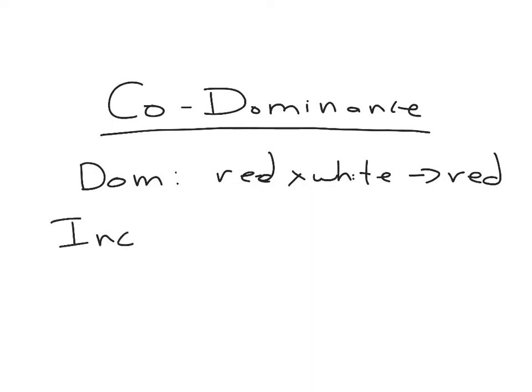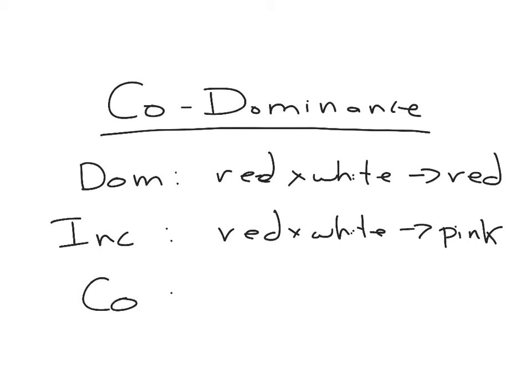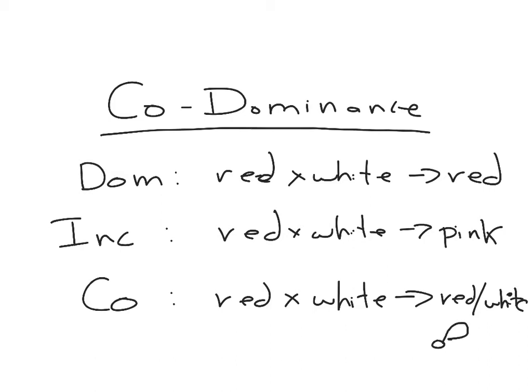In incomplete dominance, we learned that when you cross a red flower and a white flower, you get something in between, like pink. So in codominance, what you have is both alleles are expressed, so red and white make red and white. So in a flower, you might get a flower that has petals where maybe the base of the petal is one color, red, and then the outside of the flower is a different color, white.